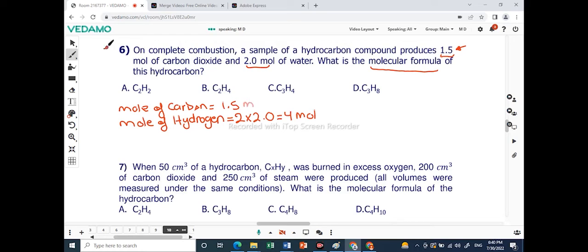So now I have the mole number of each. I'm going to continue my calculations. So I'm going to put the carbon and I'm going to put the hydrogen. In this situation, my compound is a hydrocarbon, so I don't have oxygen. I'm not going to deal with oxygen here at all. I'm only focusing on the carbon and hydrogen. So the mole number is 1.5, and here I have the 4. Now I'm going to divide over the smaller. So 1.5 divided over 1.5.